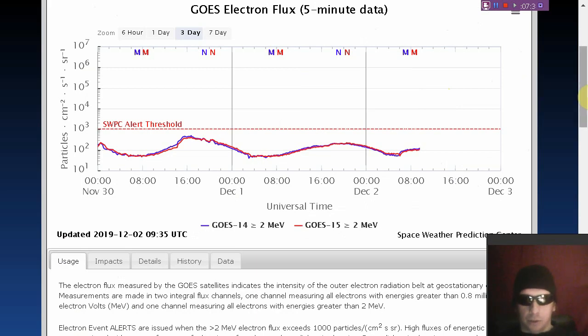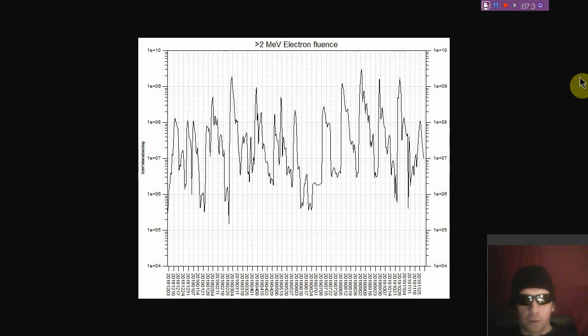And look at some more solar data here, direct solar data that is. The GOES electron flux is just in normal levels here. And the relativistic electrons, the greater than 2 mega electron volt electrons, are just in a nominal range.